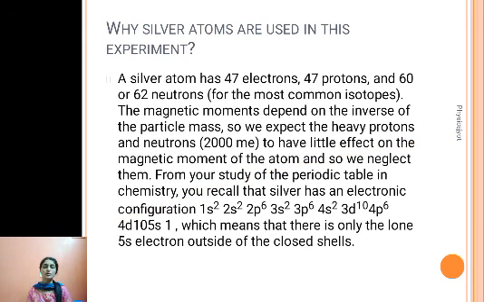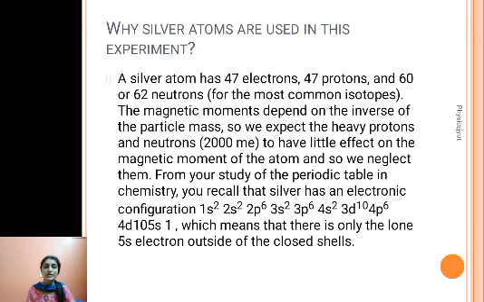Now again I'll come to this question: why are silver atoms used in this experiment? We know that silver atom has 47 electrons, 47 protons, that means the atomic number of silver is 47. So 47 electrons, 47 protons, and silver has 60 or 62 neutrons depending upon which isotope we are considering, and the magnetic moment depends on the inverse of the particle mass. So we know that mu_L is e upon 2m, right? You remember that formula, mu is e upon 2m into L. That is the formula for magnetic moment. That means it is inversely proportional to m.